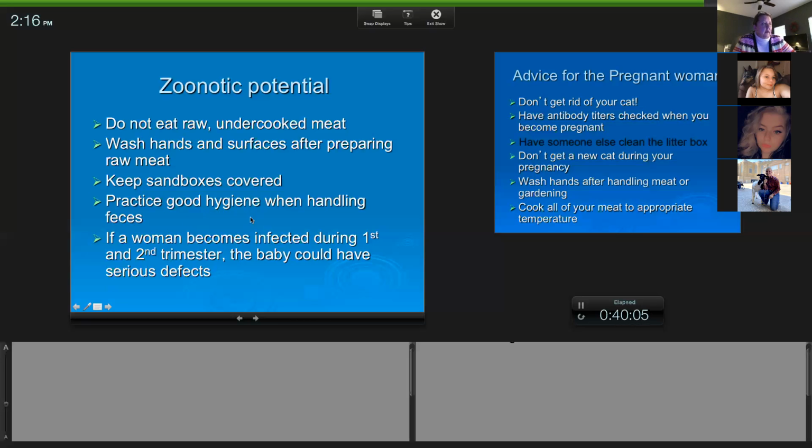And then again, good hygiene: if you're cleaning the litter box, washing your hands, if you're picking up things in the yard. The worry we have is that if a woman becomes infected, especially in the first and second trimester, when the fetus is developing, there could be birth defects. And that's why we're so cautious with pregnant women.